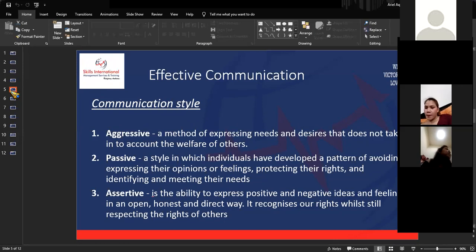Assertive, ito yung win-win sa lahat. It is the ability to express positive and negative ideas and feelings in an open, honest, and direct way. It recognizes our rights while respecting the rights of others. So it's like taking and also giving back in a way that will be respected pa rin sa kausap natin. We're not aggressive, we're not passive, we are being assertive.